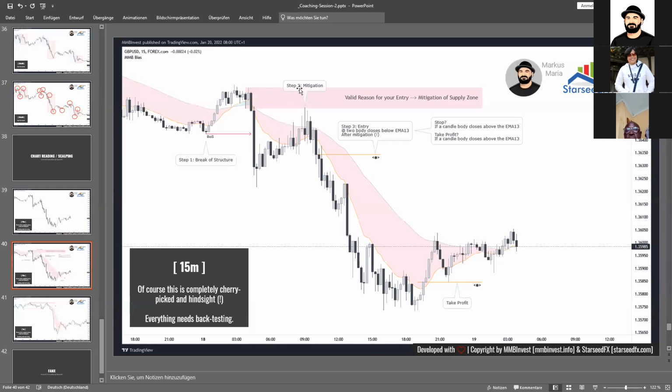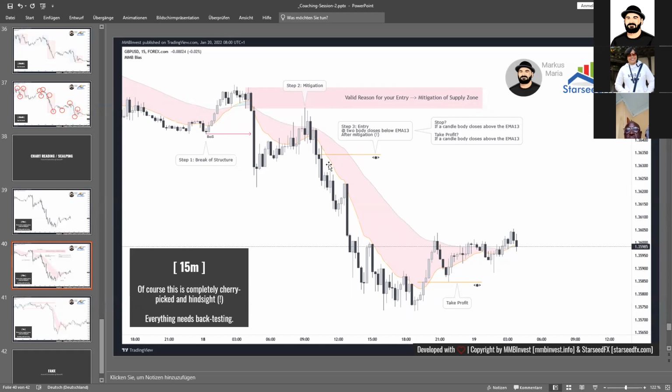Second step, this is the standard SMC model. Second step is you want to see that the price was mitigated. And the third step is you want to see a two candle body close below the 13 EMA in this case. And if this happens, this would be the reason for us to enter this trade.